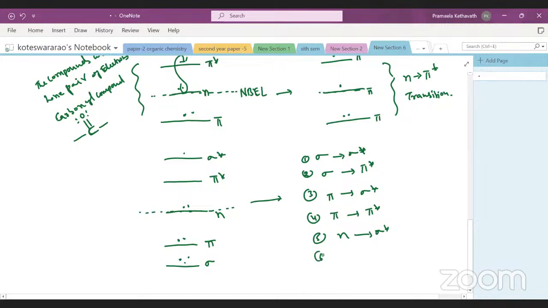And the sixth one is n to pi star. These six kinds of electron transitions are possible.